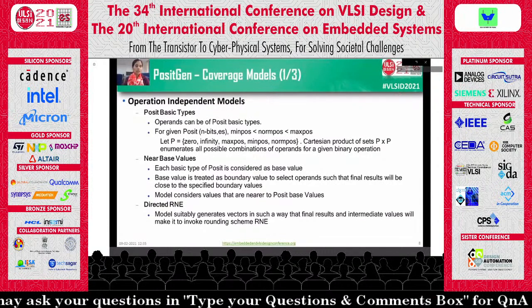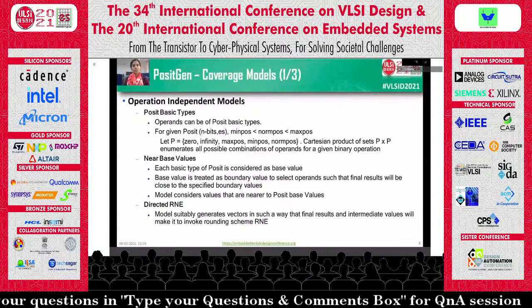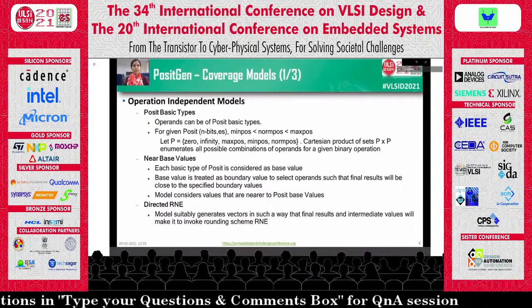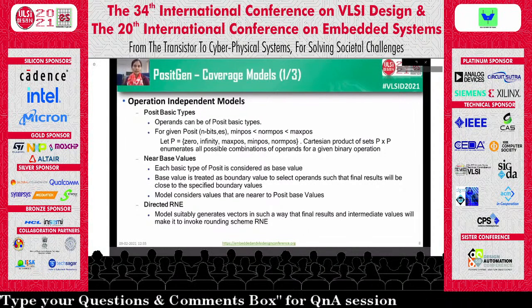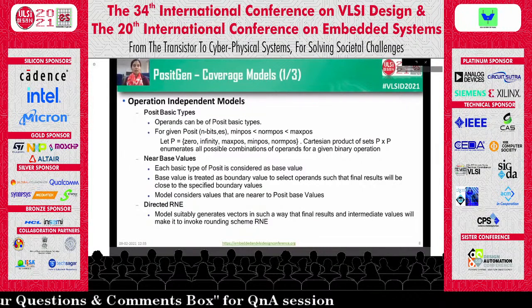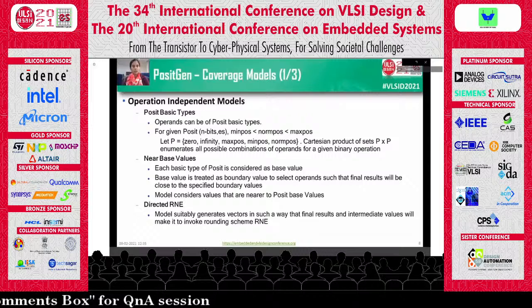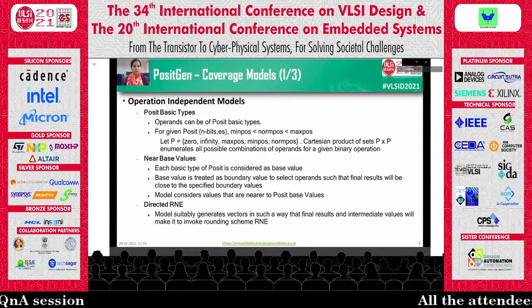The next one is the directed RNE. POSIT supports one rounding scheme, that is RNE. So this model generates test vectors such that the output of the operation will invoke the rounding scheme. This model is also applicable to all subsets of the POSIT domain.